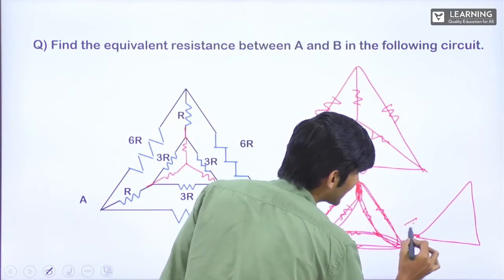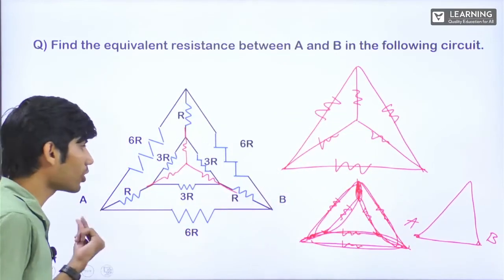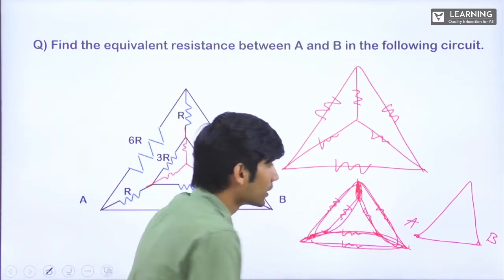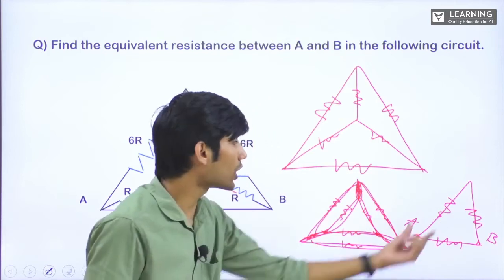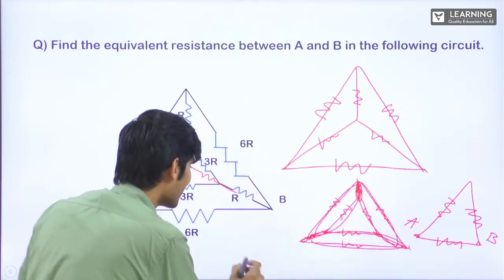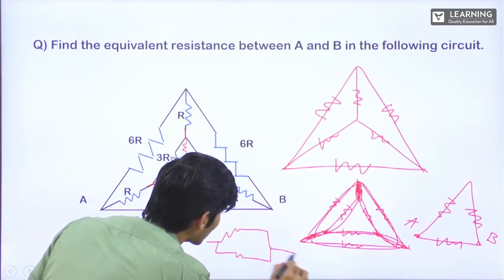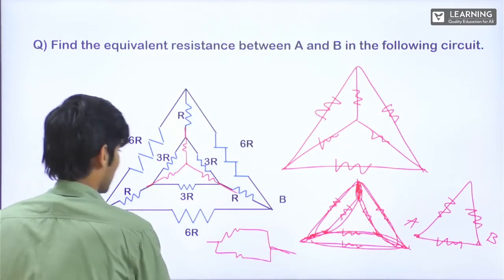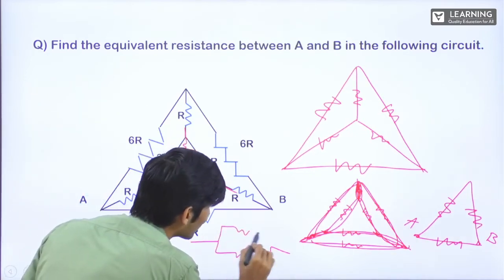where this is point A, this is point B. Across A and B, I have to find it, right? Across A and B. So A and B, here there will be one resistance, here there will be one resistance, here there will be one resistance. Solving these two, I will get one resistance and this one resistance. Finally, the circuit will be like this, right? My drawing is not so good, so ignore that, but understand the concept.